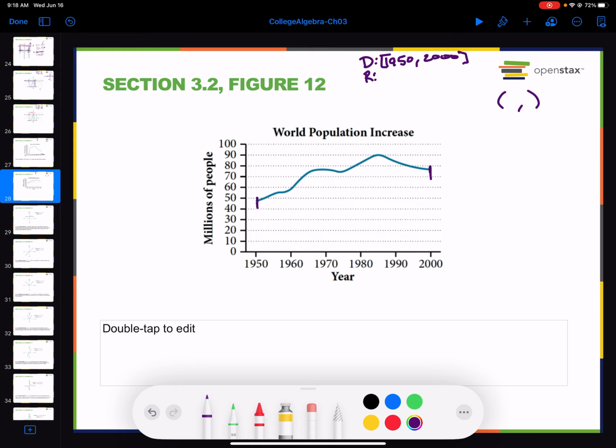So there you go. Our domain is our horizontal distance, and that's going from 1950 to 2000. And then our range is our vertical distance, and that's going from what looks like, I don't know, about 47. So we're going to include 47 to, looks like it caps out at about 90. So this is definitely a matter of perspective. If you have open brackets, that's all your interpretation on this particular one.